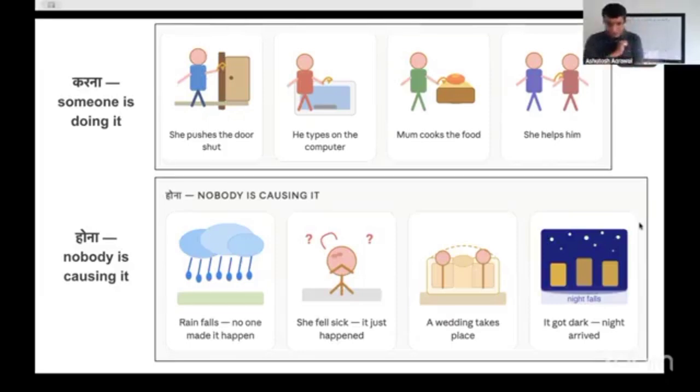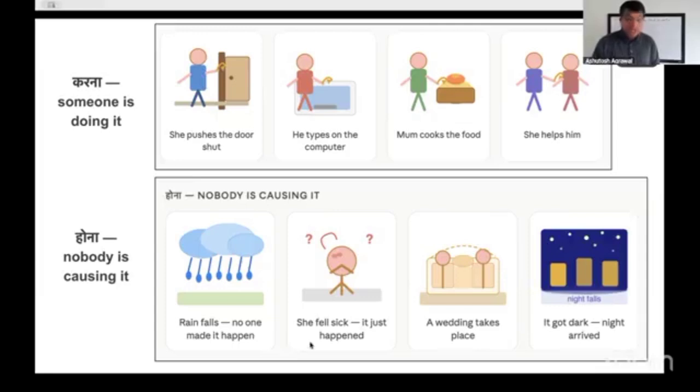You pointed out that in the first category of the verbs, someone is doing the action: someone is closing the door, someone is typing on the computer, someone is cooking the food, or someone is helping. You have someone. In the second one, nobody is causing it. You can argue about it, but at least as far as the language is concerned here, nobody is causing it. Like it rain falls, no one is making it happen. Like, मैं rain कर रहा हूँ.